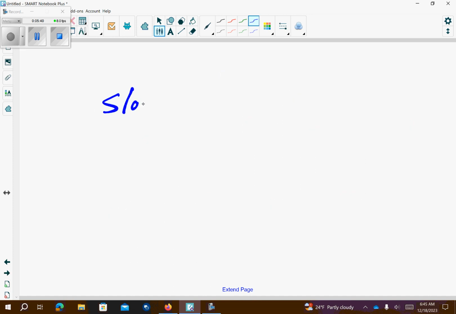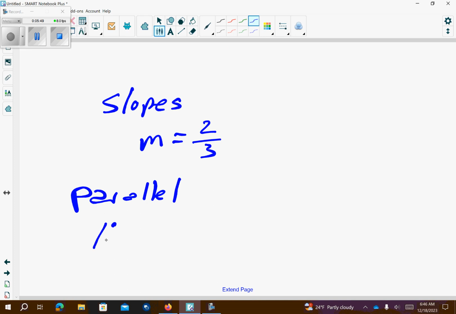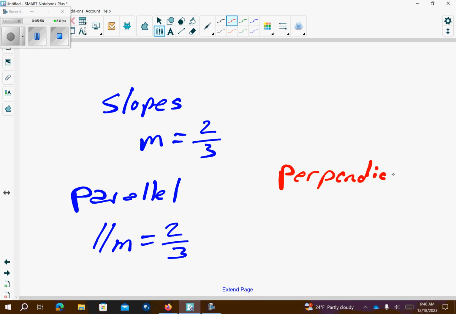As far as slopes go, let's say m is equal to 2/3. If we wanted the parallel slope to that, the parallel slope is the exact same. If you wanted to find the perpendicular slope, it's going to be the opposite sign. Remember I used the upside down T. This was positive, so it's now negative. And then you flip over the fraction. And that's the perpendicular slope.